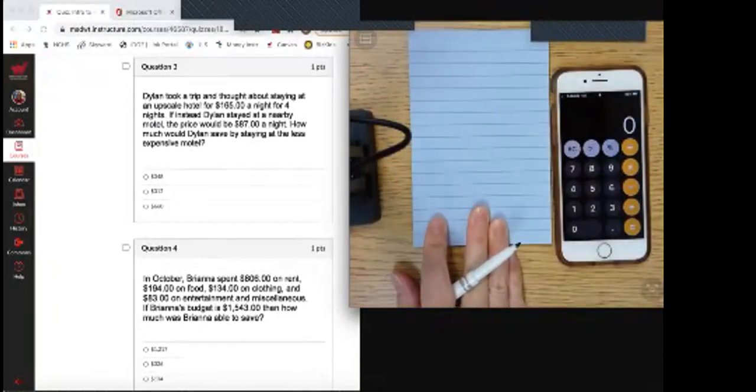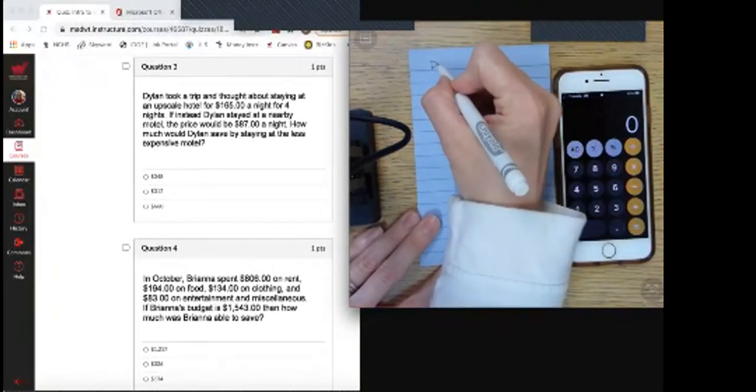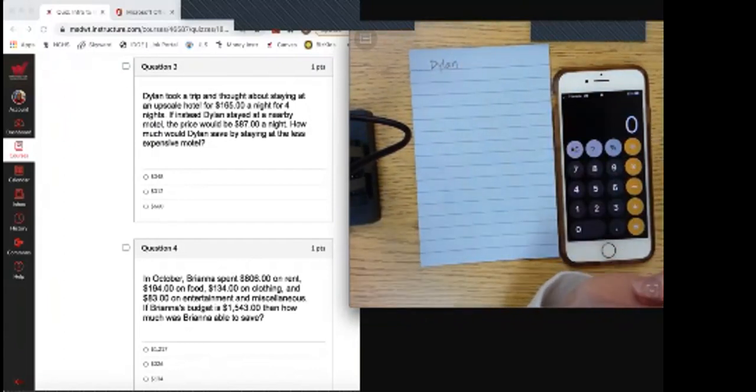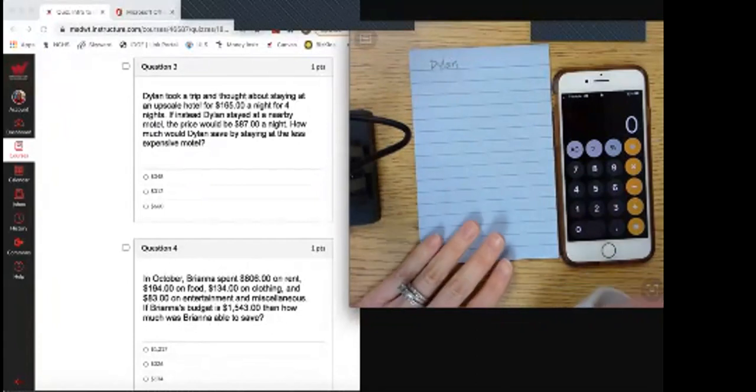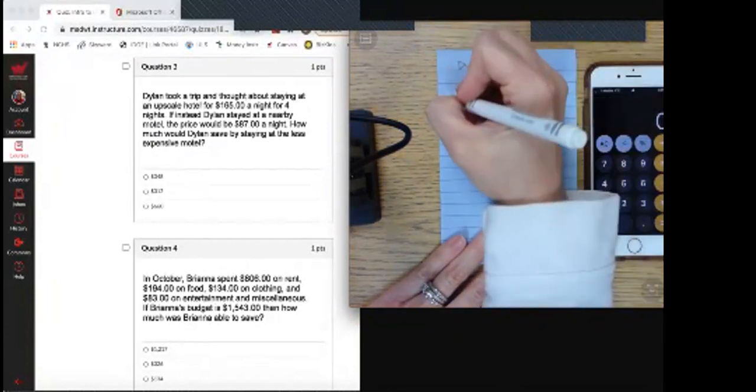Okay, next one, Dylan. Dylan took a trip and thought about staying at an upscale hotel for $165 a night for 4 nights. If instead Dylan stayed at a nearby motel, the price would be $87 a night. How much would Dylan save by staying at the less expensive motel? So maybe some of you guys had to worry about this for going to spring break. I know I did.